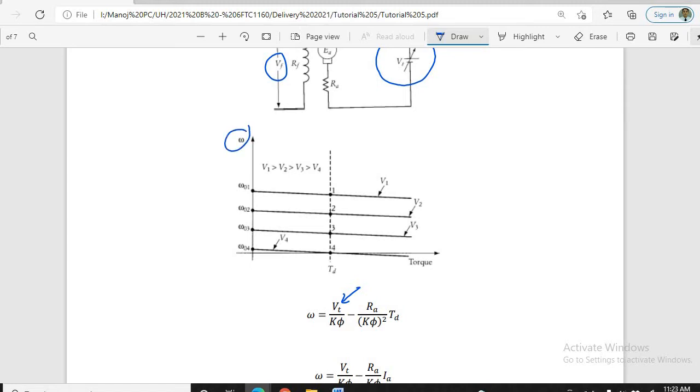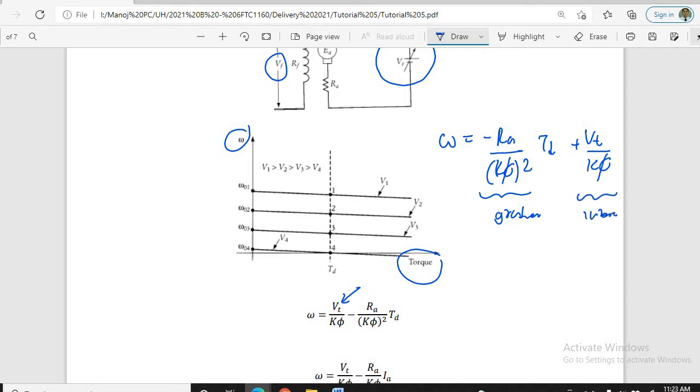This is omega and this is torque. So what is the gradient here? Omega equals minus Ra over K phi squared into Td plus Vt over K phi. This is the gradient and this is the intercept. When we change the Vt value, the intercept will also change. The higher the value of Vt, the larger the intercept, that is for the largest voltage. The gradient is not affected by the change in Vt. Therefore, you can see these are parallel lines.